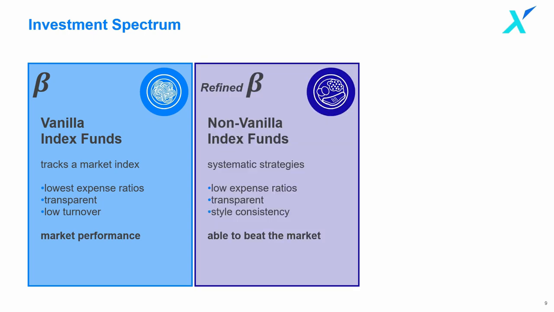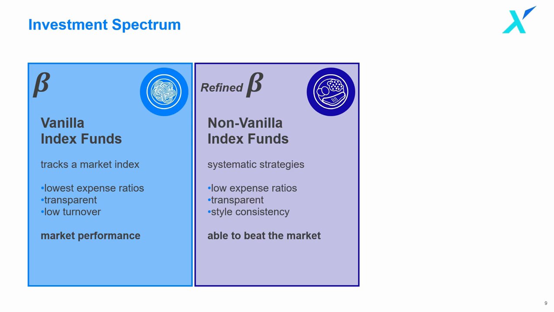But in the middle, we have what we call refined beta. What's interesting about this is that it's still a very systematic strategy. It's rules-based in the way that the index is constructed. It offers cost advantages and cost efficiency with low expense ratios. It's also transparent because it's rules-based. It's not based on a portfolio manager's judgment or conviction on which companies they should be investing in and which they should be avoiding. And very importantly, they give you a high degree of style consistency.